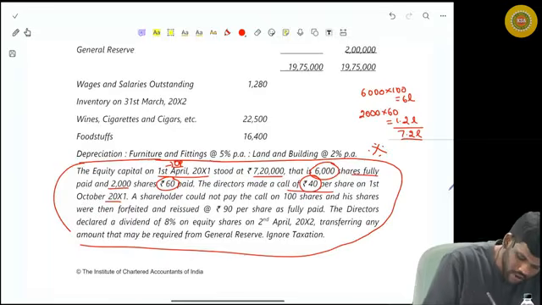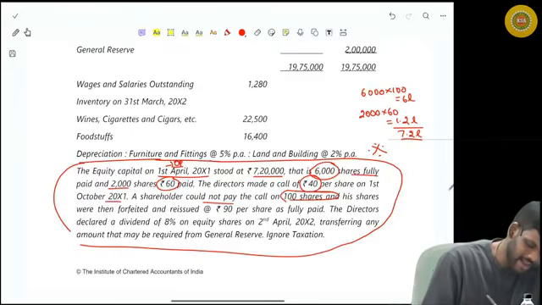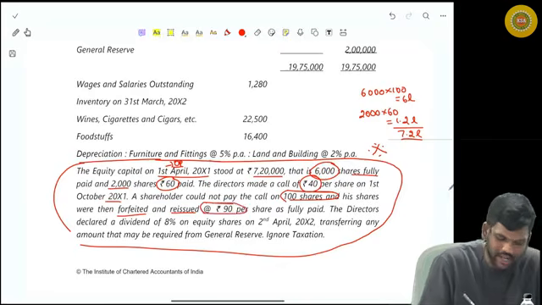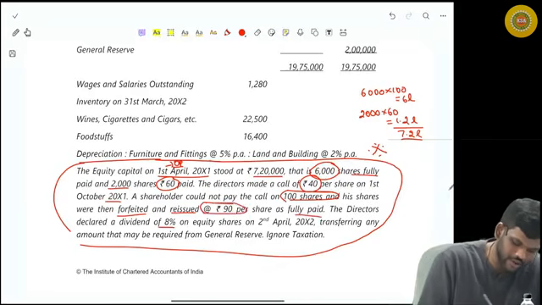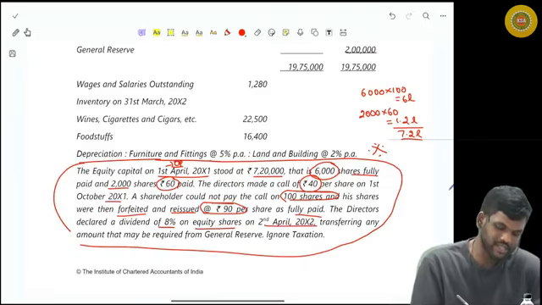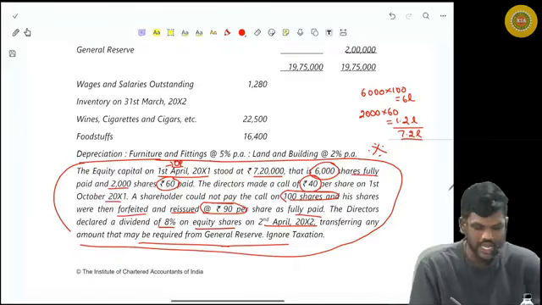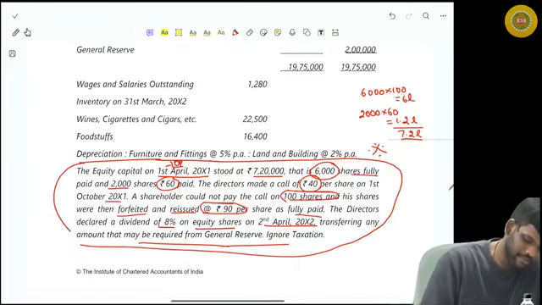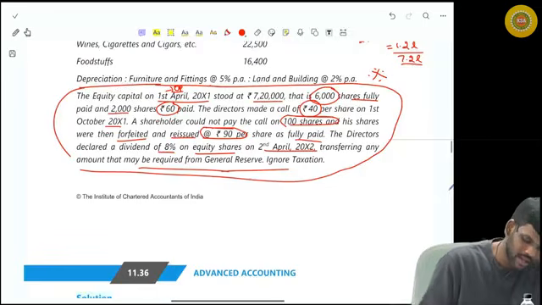A shareholder could not pay the call on 100 shares. Sir, back to foundation days. Yes, a shareholder could not pay the call on 100 shares and his shares were forfeited and reissued at 90 per share as fully paid up. The directors declared a dividend of 8% on equity shares and on 2nd April 20X2 transferring any amount that may be required from general reserve. Ignore taxation. Okay, guys, remember, come back, let us discuss what will happen.